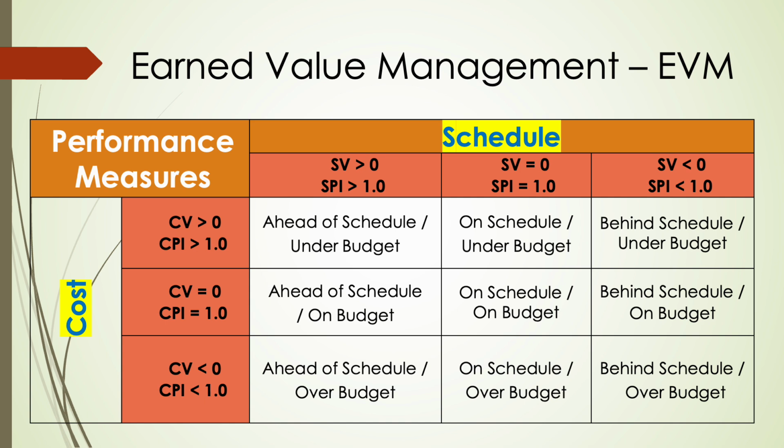For schedule, if SV is greater than 0 and SPI is greater than 1, then you're ahead of schedule. If SV equals 0 and SPI equals 1, then you're on schedule. If SV is less than 0 and SPI is less than 1, then you're behind schedule. By combining these 2, you can quickly see if your project is ahead or behind schedule and over or under budget at the same time, and act accordingly.